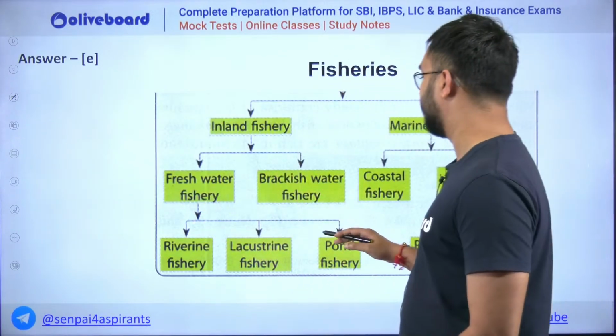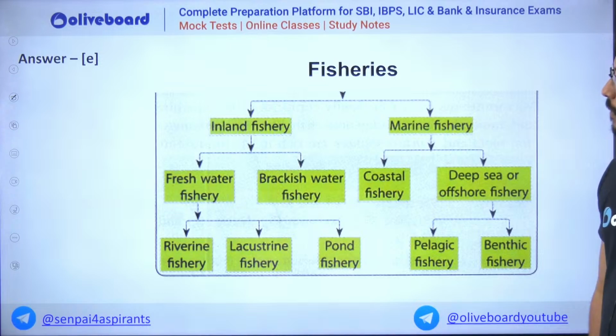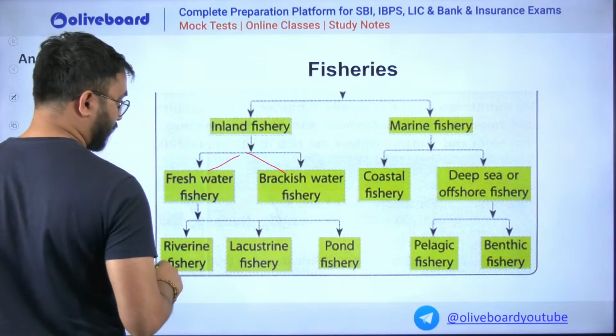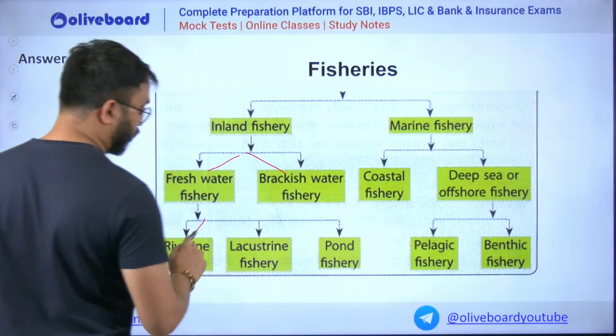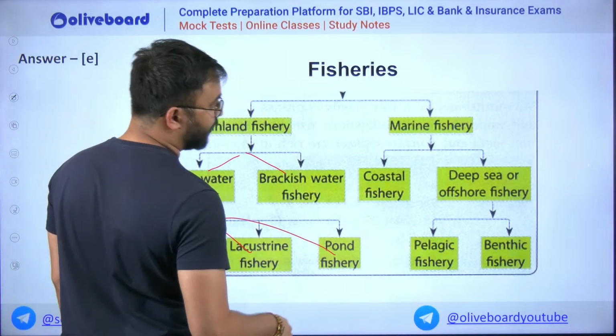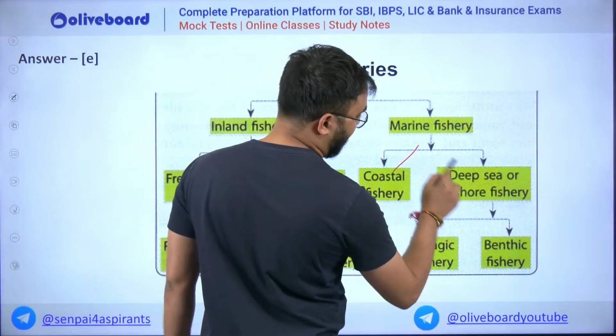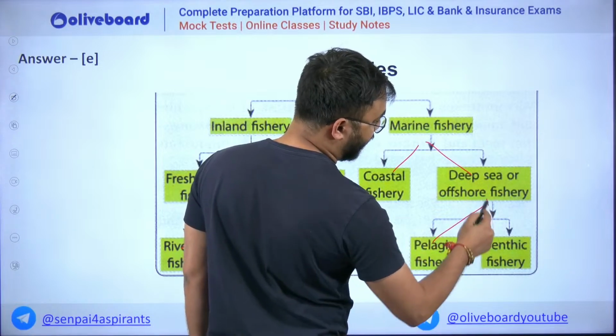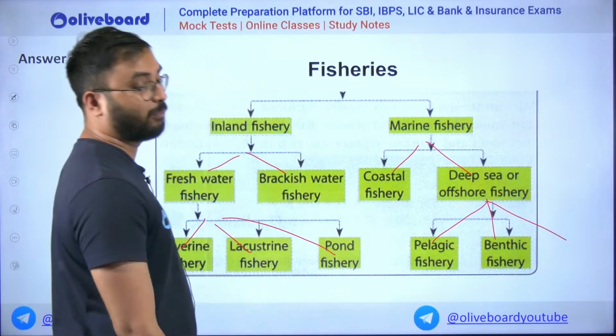Directly eliminate your E. So this is the classification. Inland fisheries are classified in freshwater and brackish water. Freshwater is further classified into riverine, lacustrine and pond. Marine water are into coastal and deep water or offshore fisheries. Offshore fisheries are further classified into 3: pelagic, epipelagic and benthic fishery.